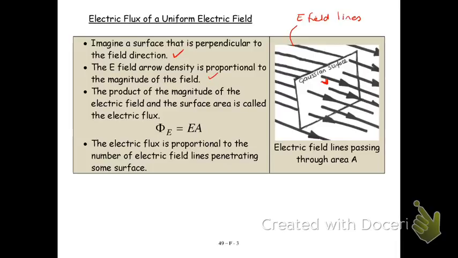The product of the magnitude of the electric field and the surface area is called the flux. So this is my electric field in newtons per coulomb, and this is my area in meters squared. So this is my flux. The flux is in newtons per coulomb meters squared. That's my flux, and it is indicated by the number of arrows.